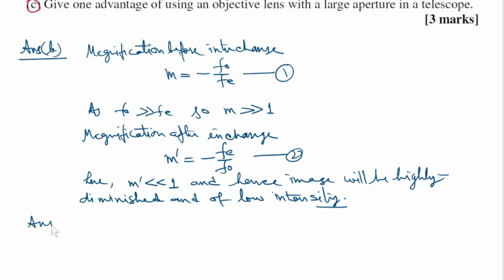Answer part C. Larger aperture of objective lens in the telescopes in fact ensures the brightness of the image.